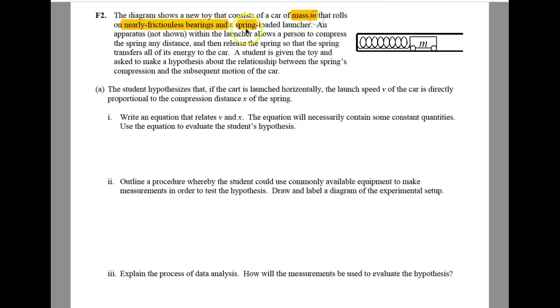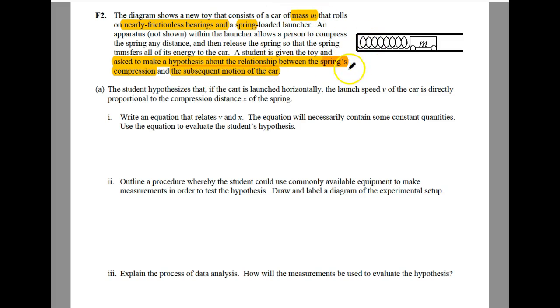There's our mass. An apparatus which is not shown within the launcher allows the person to compress the spring and then release it. So this is kind of like the carts that we use in class. The student's given the toy and asked to make a hypothesis about the relationship between the spring's compression and the subsequent motion of the car.